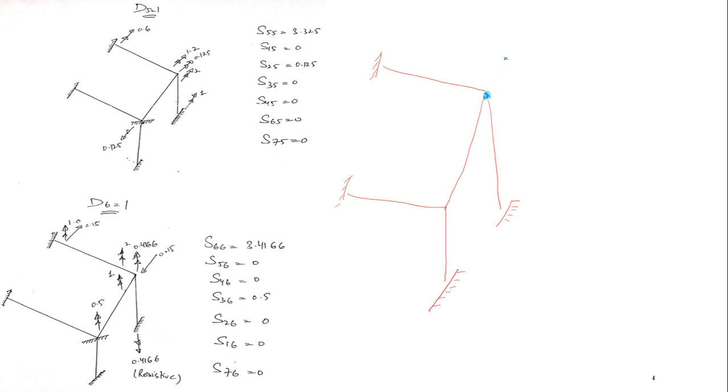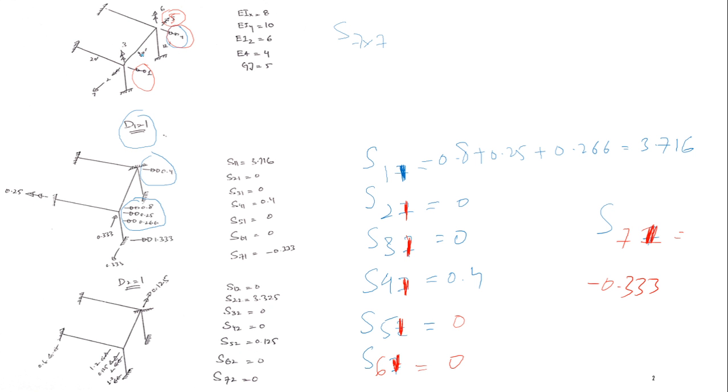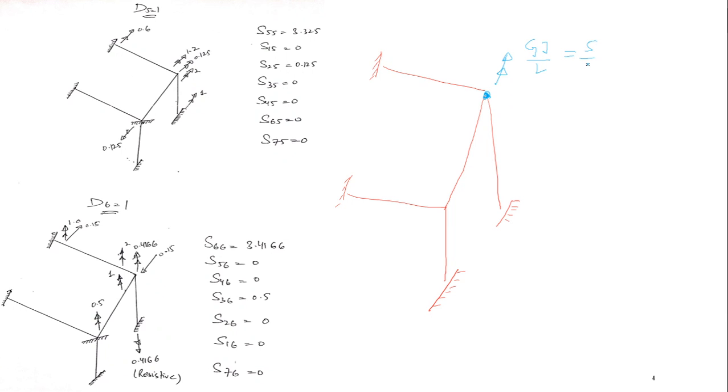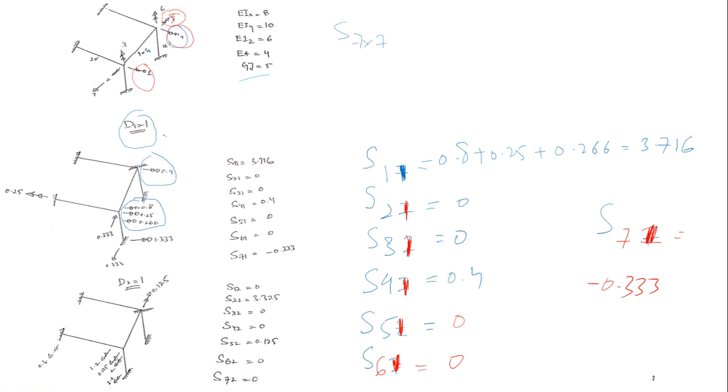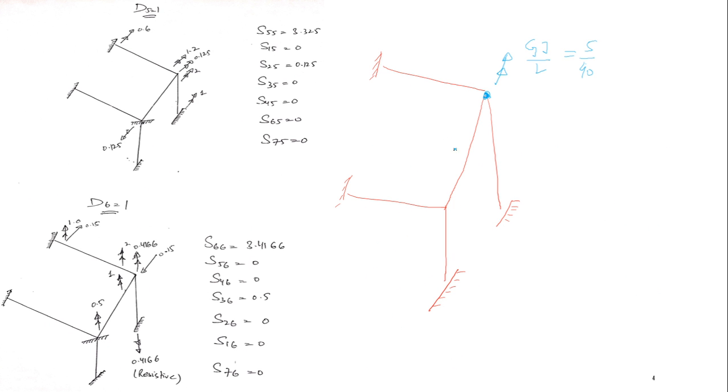This is in Z, so I'll be doing this. Now this is torsion GJ by L. Its magnitude would be GJ is 5, and this length is 40 feet. This length is 40 feet, and GJ is 5. This is 20, and the column is 12. So GJ is 5 by 40, because this length is 40. GJ by L is 5 by 40.